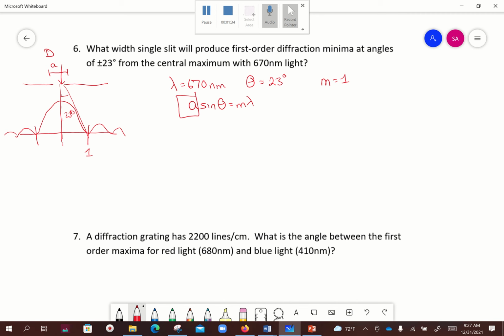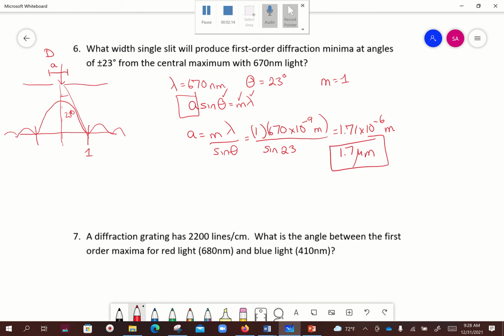So a sine theta equals m lambda. I know my theta, I know my m, I know my lambda. So a is equal to m lambda over sine theta. So it's going to be 1 times 670 nanometers. Let's put that into meters now. So 670 times 10 to the minus 9 over the sine of 23. And I get 1.771 times 10 to the minus 6 meters, or 1.7 micrometers.